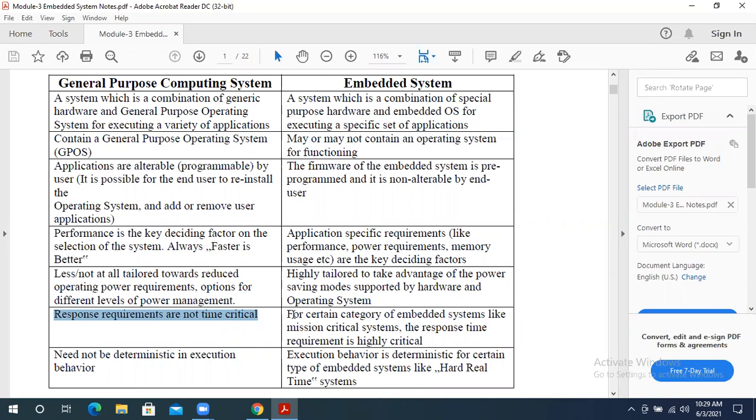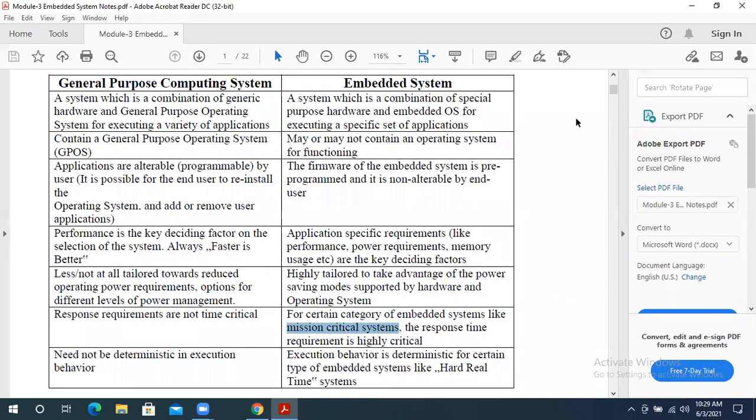So this applies to certain categories of embedded systems, like mission critical systems. The response time is highly critical here. It has to be completed within that given time only. It does not take extra time after the fixed time. That is very important to know in embedded systems. So if you know these five differences, it's enough. So this is the comparison of the normal computers and the embedded computers.